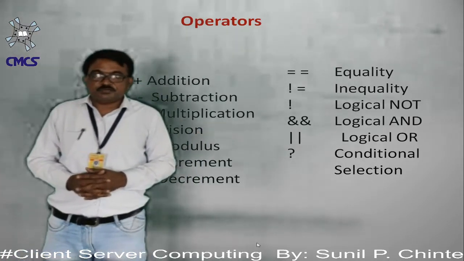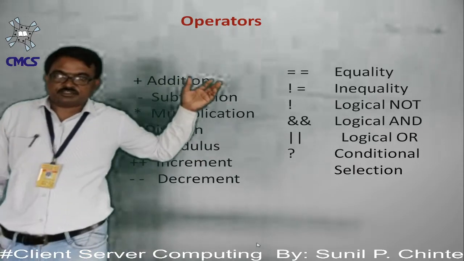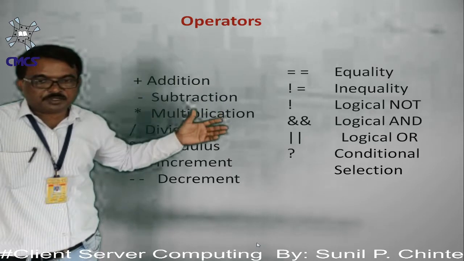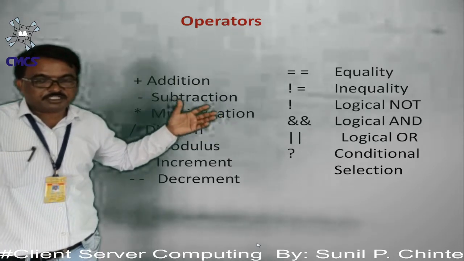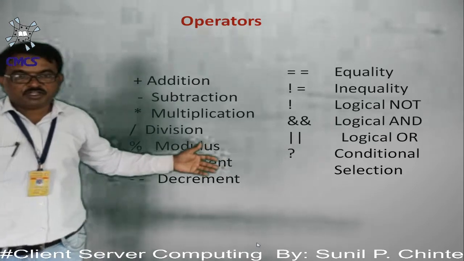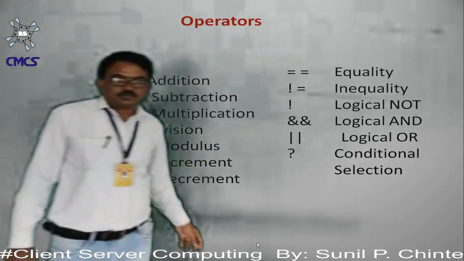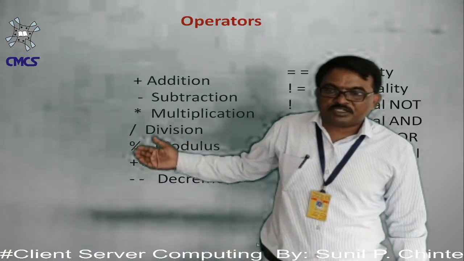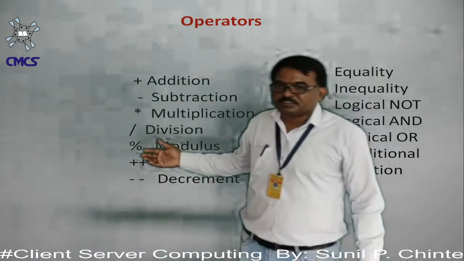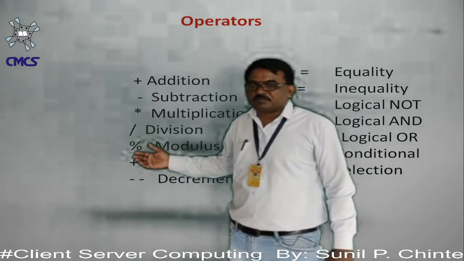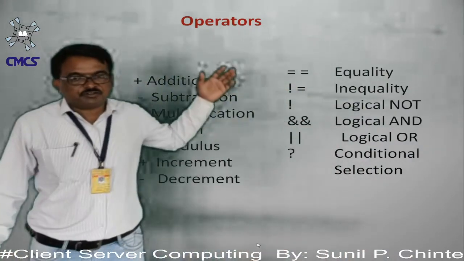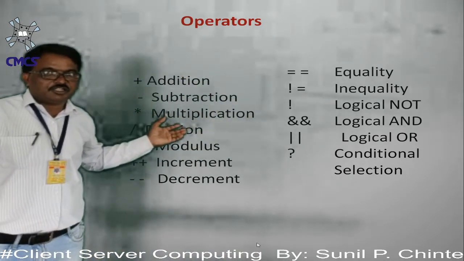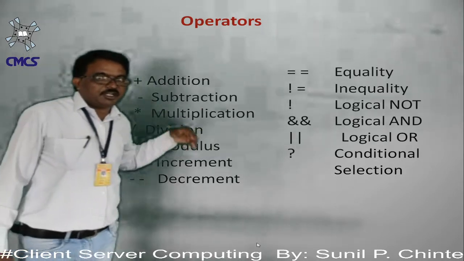In JavaScript we have the addition operator that performs addition on two operands. We have the subtraction operator, the multiplication operator, the division operator, and the modulus operator. The basic difference between division and modulus is that division gives the quotient and the modulus operator gives the remainder value. Then we have the increment and the decrement operators.